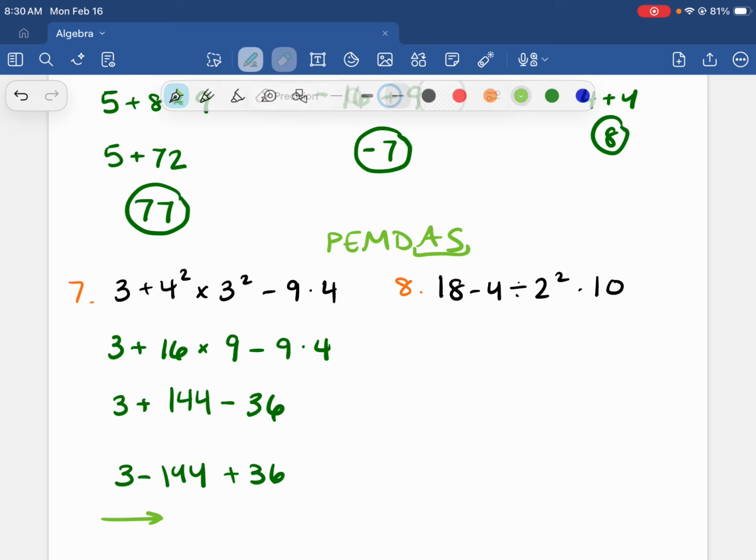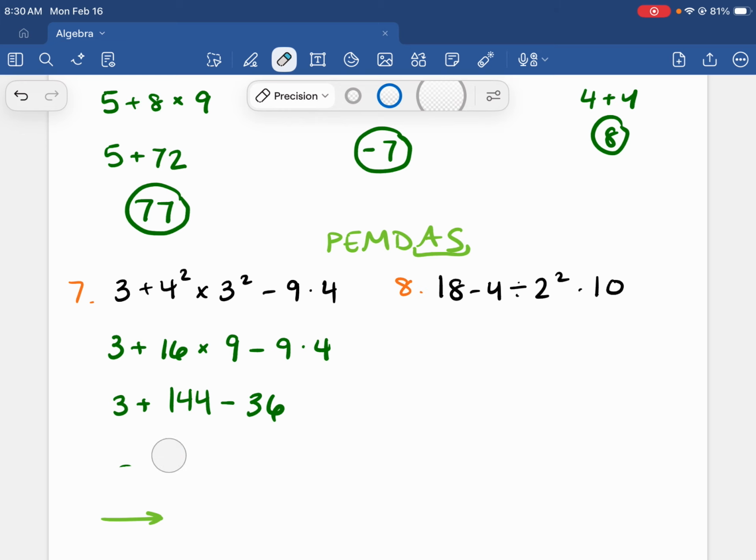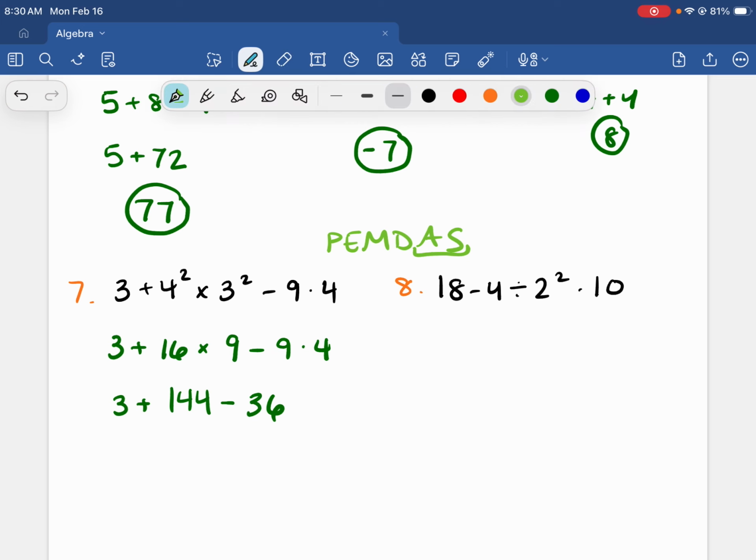So what we have is addition first, but not because addition has to come before subtraction. It's just because it's on the left side. 3 plus 144 leaves us with 147. And 147 minus 36. 7 minus 6 is 1. 4 minus 3 is also 1. So I'm left with 111.